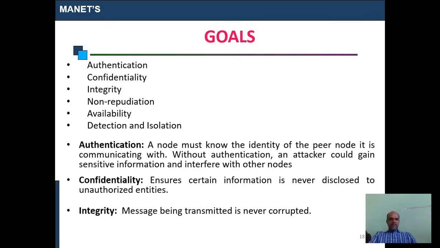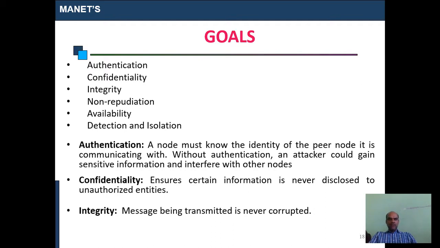We need to consider some issues when we are designing the mobile ad hoc networks, like secure multicasting, secure routing, privacy-aware routing, key management, and intrusion detection system. These are the major issues we need to consider when we are going to design the mobile ad hoc network: secure multicasting, secure routing, privacy-aware routing, key management, and intrusion detection system.